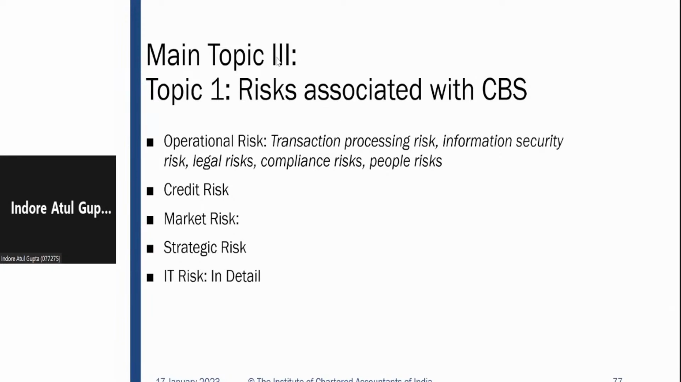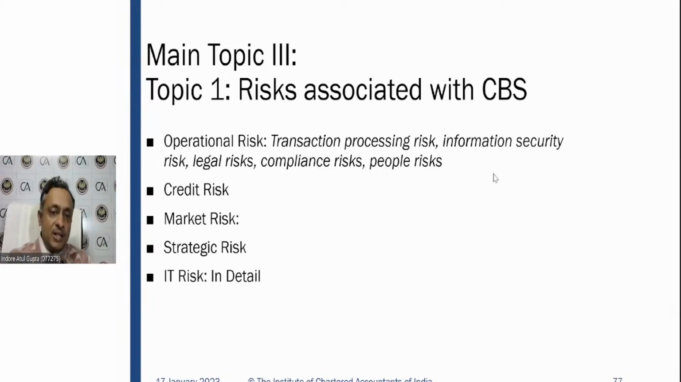So what we are reading is operational risk, credit risk, market risk, strategic risk, IT risk, which we will take in more detail. Now, operational risk includes the basic operations of the bank, including transaction processing, information security, legal compliance, and people risk. Each risk is going to have its parameters, its vulnerability, threat assessment, and based on that we are going to create a matrix of what risks the bank is going to face.